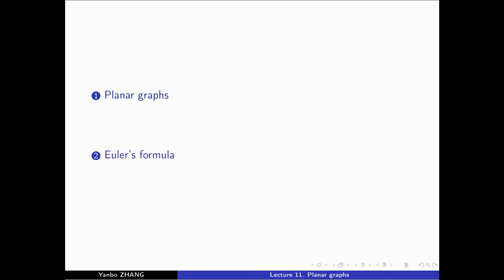A planar graph is a graph that can be drawn on the plane in such a way that its edges only intersect at their endpoints. Euler's formula is to study the relation among the number of vertices, edges, and faces in a planar graph.